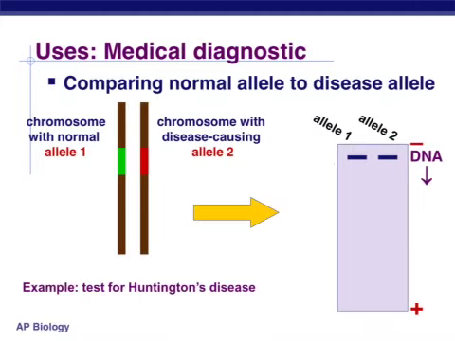Okay, for medical diagnostics, like I said, you could compare DNA of a normal allele to DNA of a diseased allele and look at how big they are, how small they are, where they're found, how far down the gel it would separate, that kind of thing.